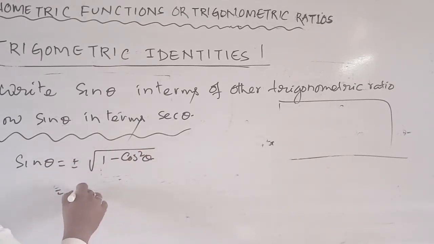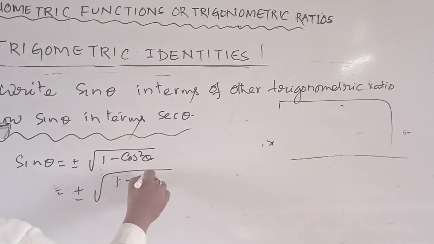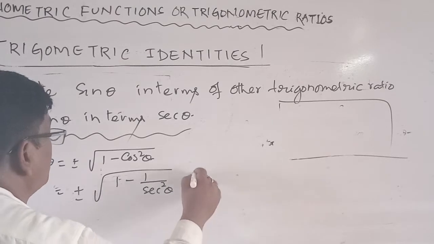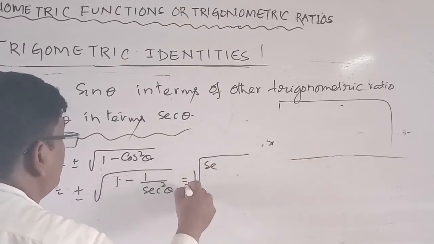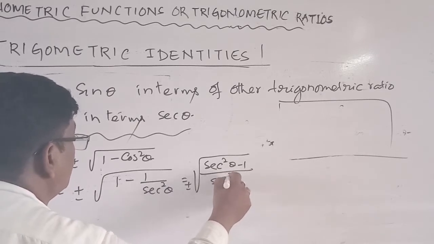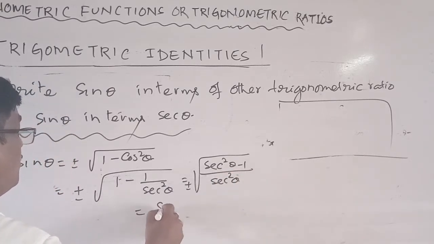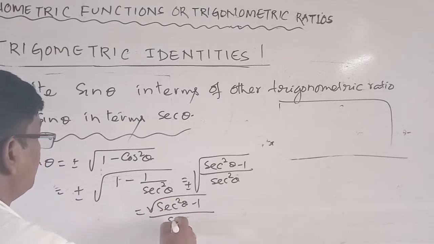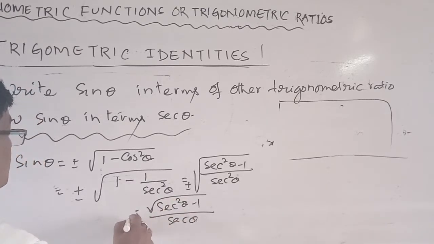So that is equal to plus or minus root over 1 minus 1 by sec square theta. So that is equal to plus or minus root over sec square theta minus 1 by sec square theta. So this is equal to plus or minus root over sec square theta minus 1, by sec theta. Okay, this is the answer.